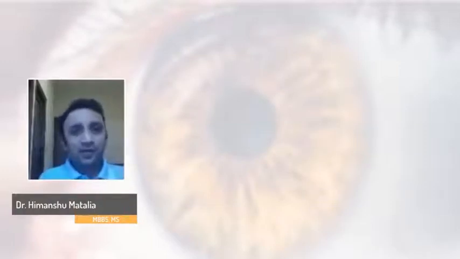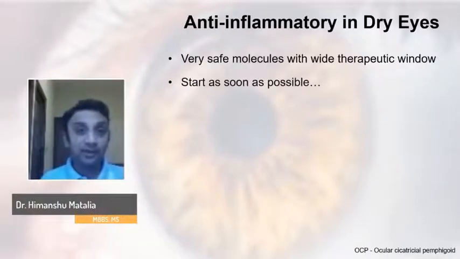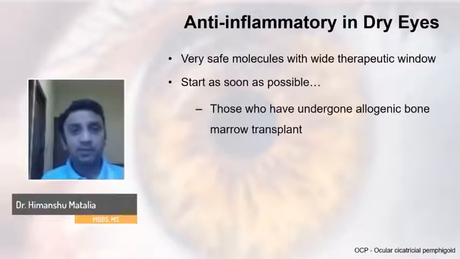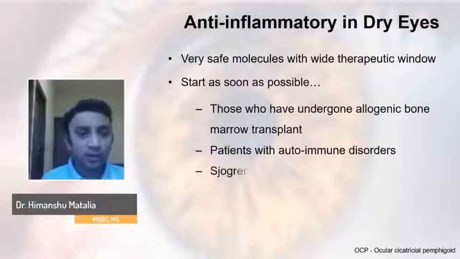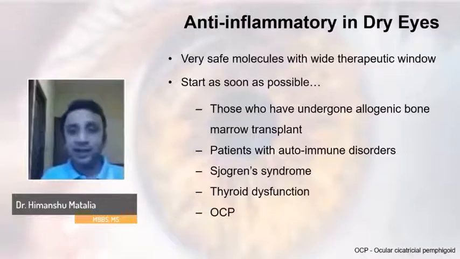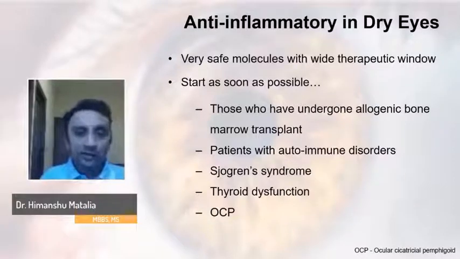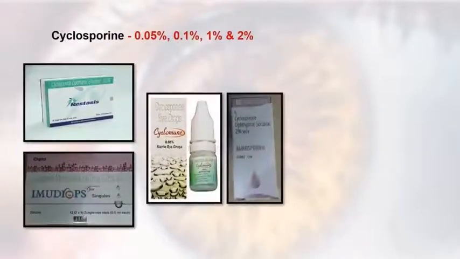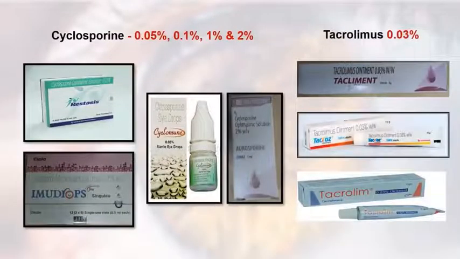So in such cases, wherever we know there is certainly going to be inflammatory damage, like allogenic bone marrow transplant, autoimmune disease, Sjogren's syndrome, thyroid dysfunction, OCP, the dry eye which is going to be inflammatory, we must start anti-inflammatory treatment much before we see the damage. And all these anti-inflammatories, whether cyclosporin or tacrolimus, have a very wide therapeutic window, and hence we can safely start them.